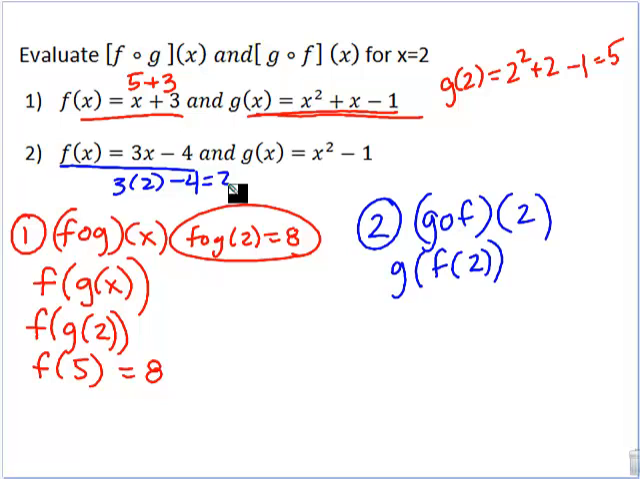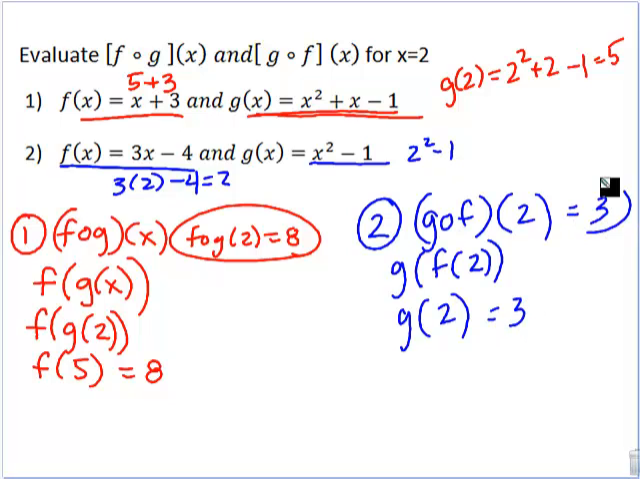So instead of f of 2, what can I replace that with? g of 2. Okay, and then how would I find g of 2? Put the 2 in for the x. So here we have x squared minus 1. So 2 squared minus 1 is 3. So g of f of 2 is 3.